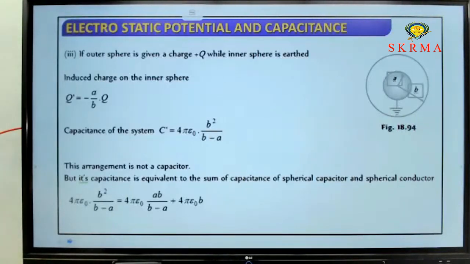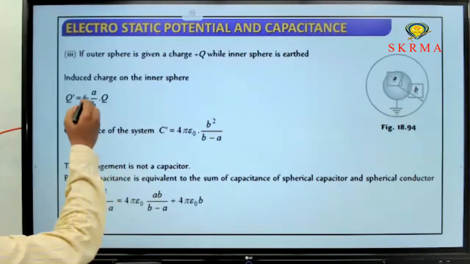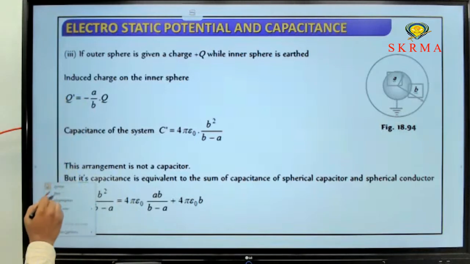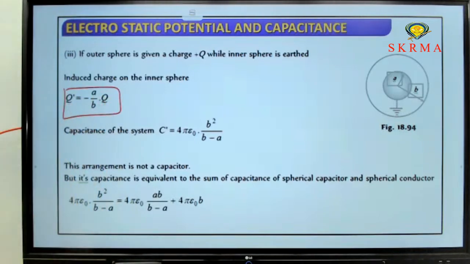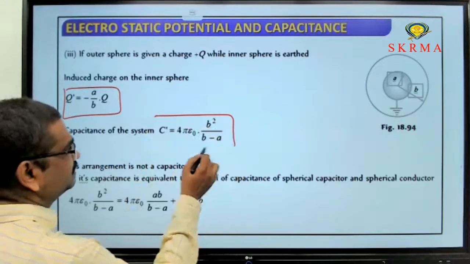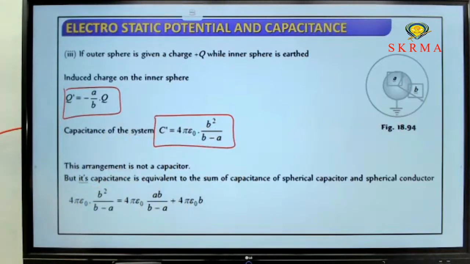Next, same case, but if the inner sphere is earthed, then there is an induced charge. What is the induced charge value? It is minus A by B into Q. That is the induced charge. And calculate the potential difference for this one. Then you will get the capacitance like this. The procedure is the same as the previous one. If the inner sphere is earthed, then the capacitance formula is 4 pi epsilon naught into B square by B minus A.